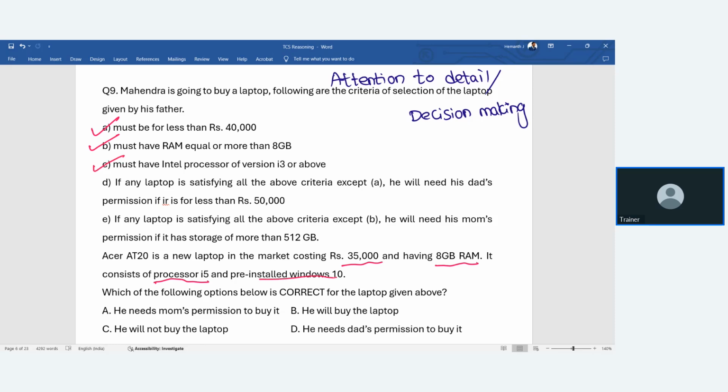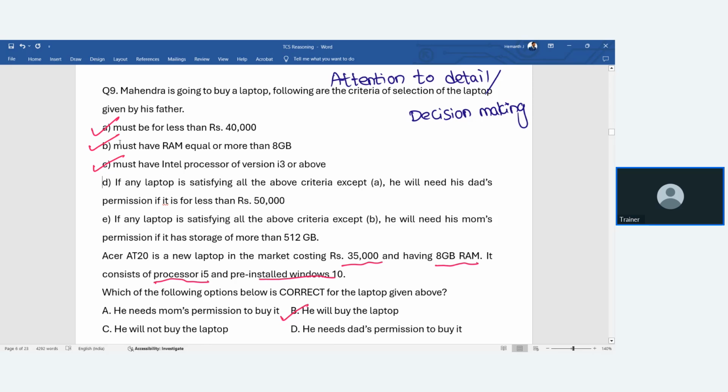When all conditions are satisfied, no problem, he will buy the laptop. A, B, C satisfied, he will buy the laptop. Here only 3 conditions, and the first 3 conditions are satisfied, so I can go for buying the laptop. If suppose the first one is not satisfied and the price is still less than 40, then we need to take dad's permission. If it is 512 GB, I have to take mother's permission. But here all 3 are satisfied, there are no exemptions, so I can go for buying the laptop.